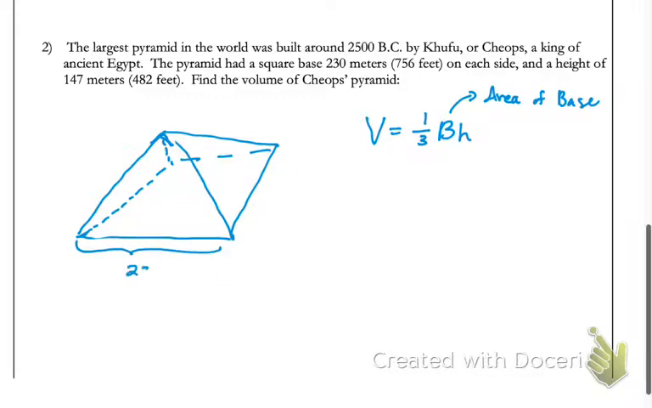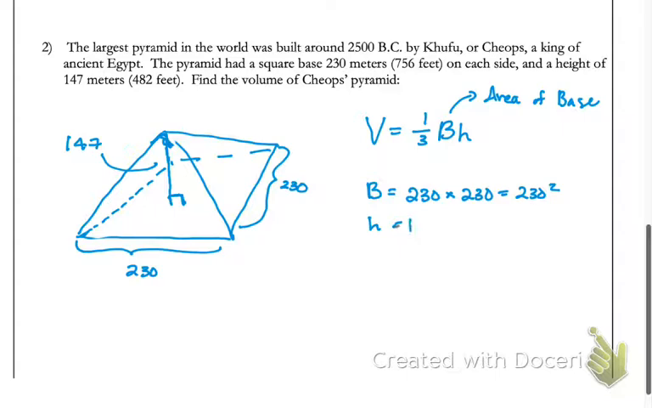So let's go ahead and label our drawing. We know that on each side it's 230, so I'm going to label as such. And then we're given a height here of 147 meters. To find the area of the base, remember, to find the area of a square, all we need to do is take the side length times itself, or side length squared. So 230 times 230, so it's going to be 230 squared. The height here is that 147. And so we can go ahead and plug in that area of the base, the 230 squared, and the height, the 147, into our formula.